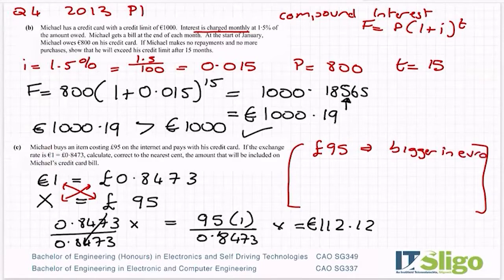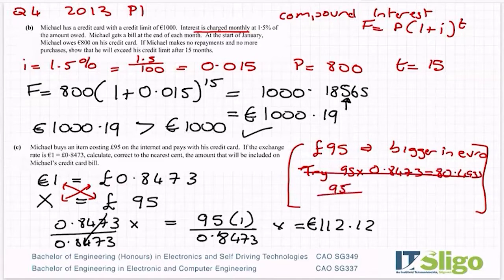Okay, with an exchange rate, you're always either dividing by the exchange rate like we did here, or you're multiplying by this exchange rate. So on your calculator, if you try 95 multiplied by 0.8473, it's going to make the number smaller. So you know it's not a multiply. So then try 95 divided by 0.8473 and you will get a bigger amount, and you know that's the right way.